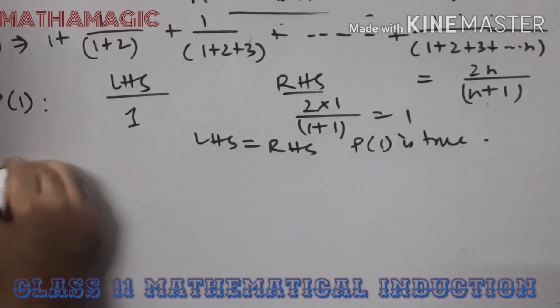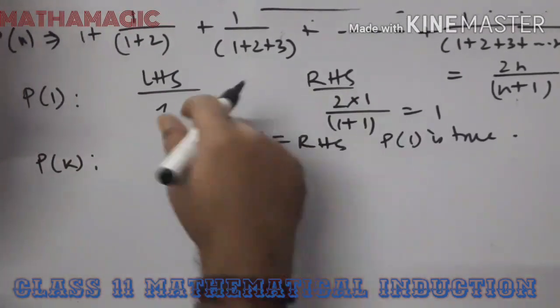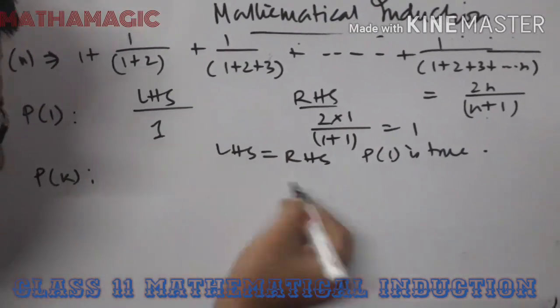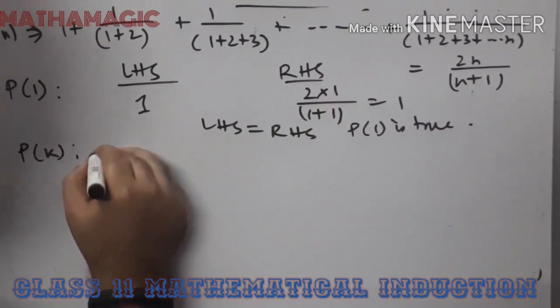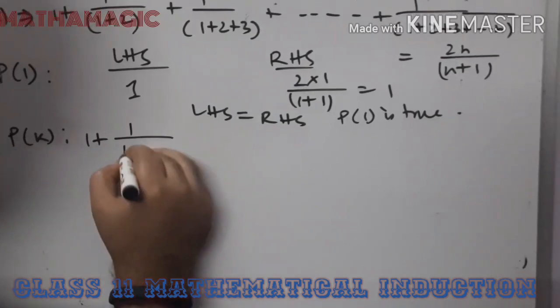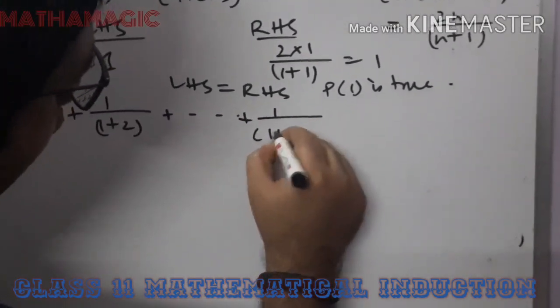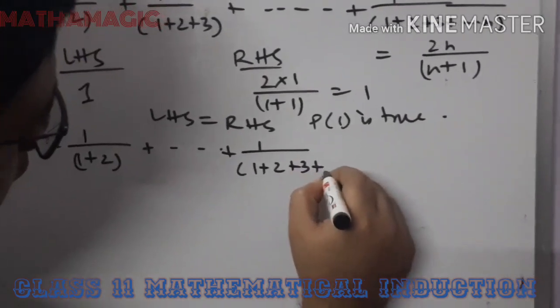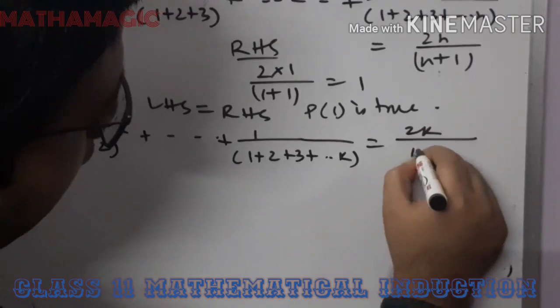Now for the second step, we will simply write P of k. Let us assume, whatever I have written, we have to write the statement. I am not writing the statement in every sum, as my space is very less. So it will be 1 plus 2, just simply write it like this, up to 1 plus 2 plus 3 up to kth term. So it will be 2k by k plus 1.